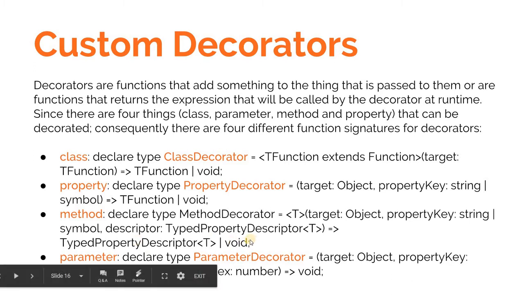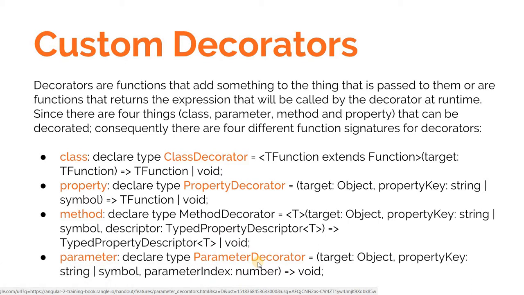And then finally we have a parameter decorator, which receives a target object, a property, and a parameter index, but eventually returns void. So these are all the custom types of decorators that we can create in Angular. Now, in the next section, we'll have a look at how we can create and leverage a custom defined class decorator in Angular.